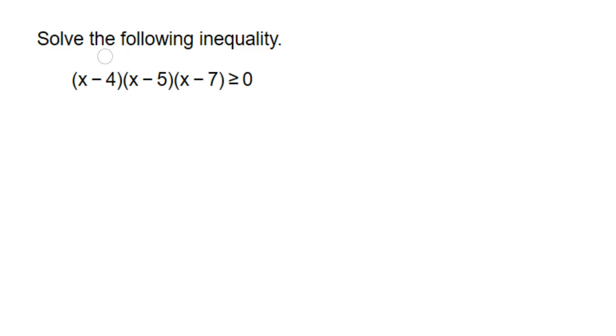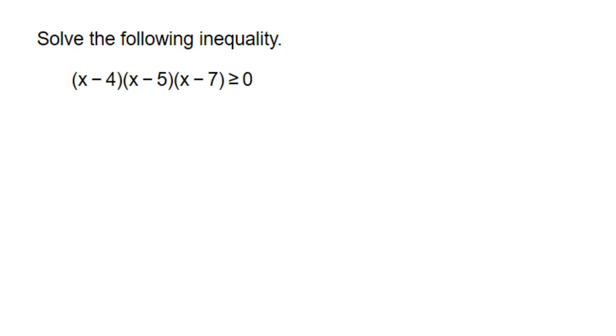This question says, solve the following inequality. x minus 4 times x minus 5 times x minus 7 is greater than or equal to 0. Now this is what we call a polynomial inequality. And to solve a polynomial inequality, we need to find first the x-intercepts.